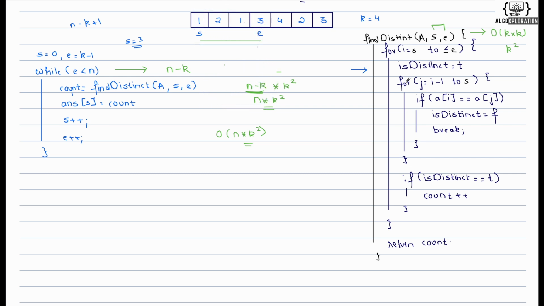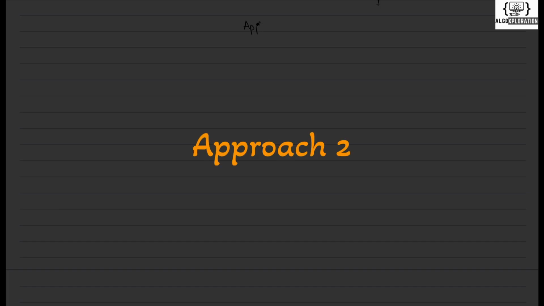So we are going to eliminate this and introduce the hash set. Let's see how we can do this. Approach 2. Here everything will be the same, but instead of the second loop, a hash set will be there. So int find distinct. Here I'm going to get an array, s and e. Now let's create a hash set.